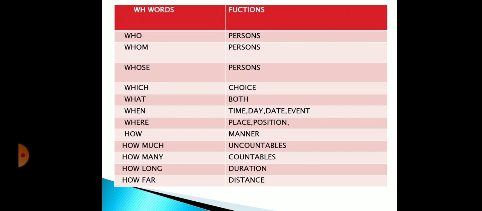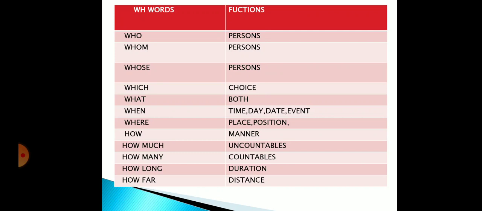In the last WH question, how, there are 4 sub WH words: how much, used for uncountable things; how many, used for countable things; how long, used for duration; and how far, used for distance.